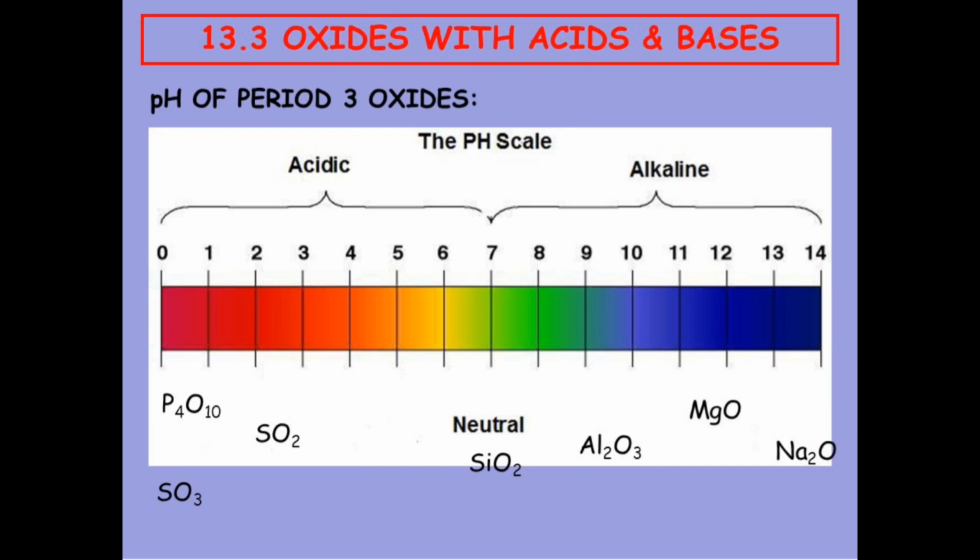And that of calcium will also be acidic as well. So we can put them as acidic. P4O10, SO2, SO3 are acidic. SiO2 is neutral. Al2O3 is amphoteric. MgO and Na2O, including CaO and K2O, are alkaline, and this is their pH.